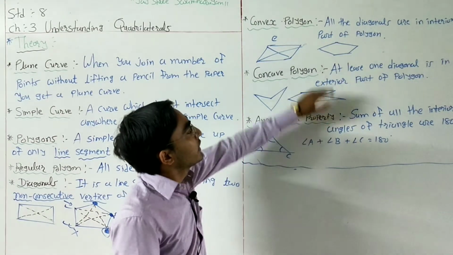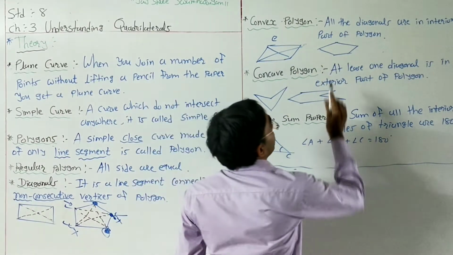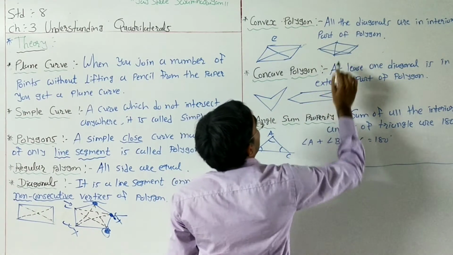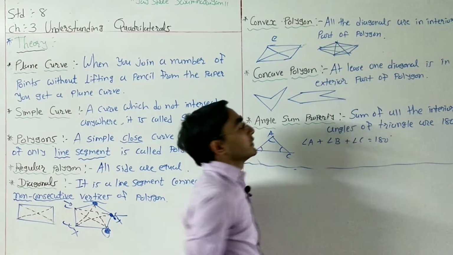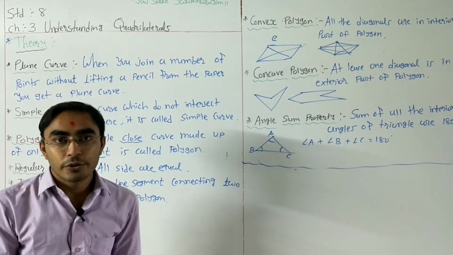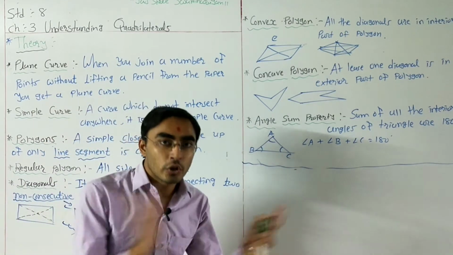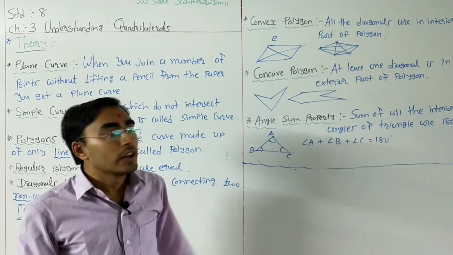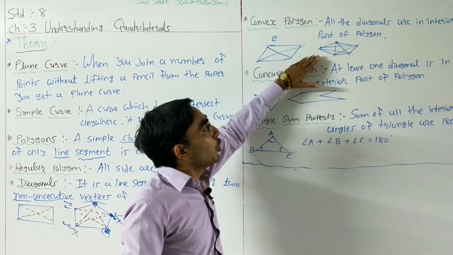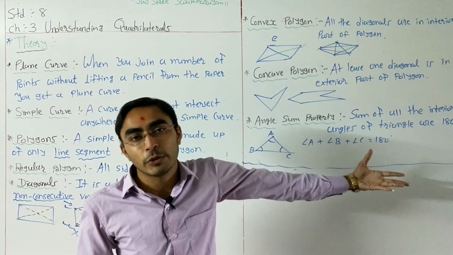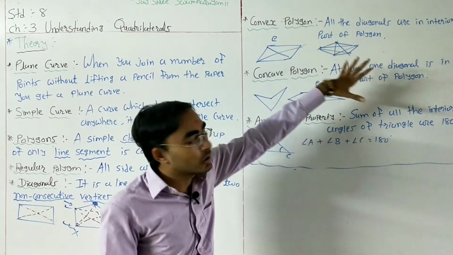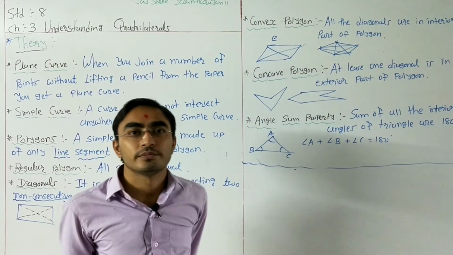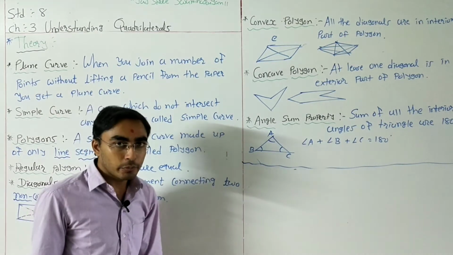Here, if we draw the diagonals, we can draw one diagonal here, one here, and one here. For diagonals, what we need to do? We need to join two non-consecutive vertices. Okay, so we get this type of diagonals. Now just look at this figure. All the diagonals are in the interior part of the polygon, right? So it is called convex polygon.